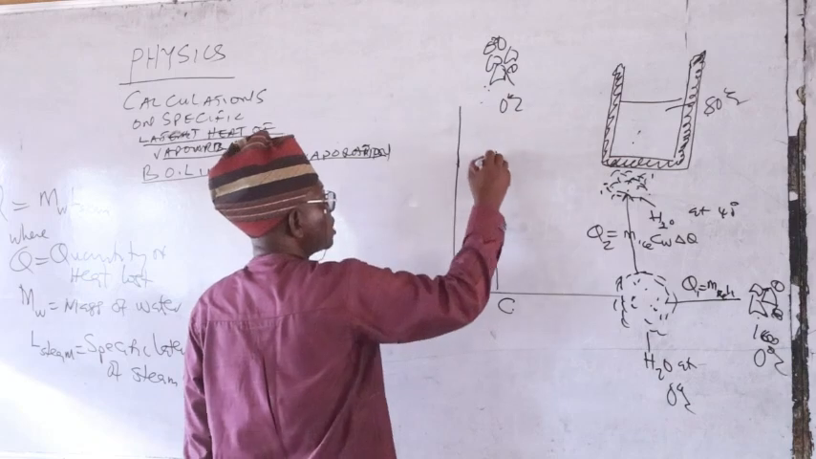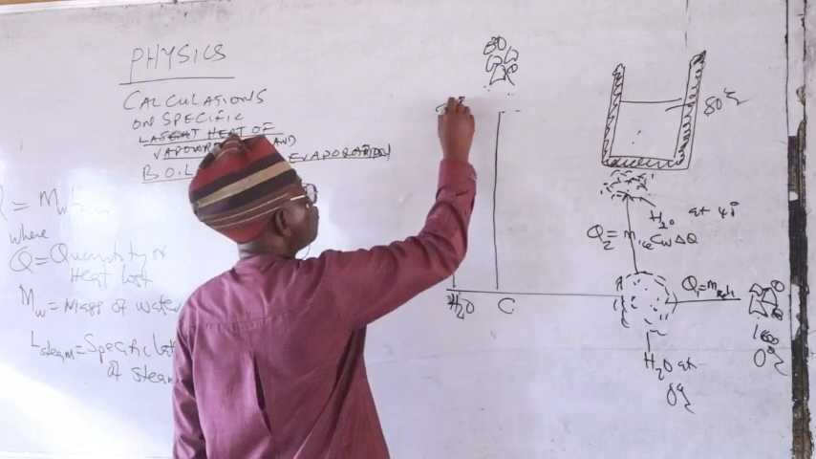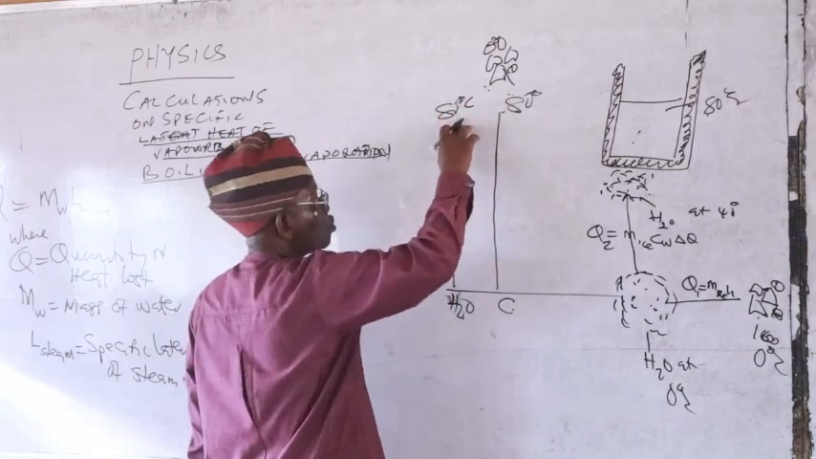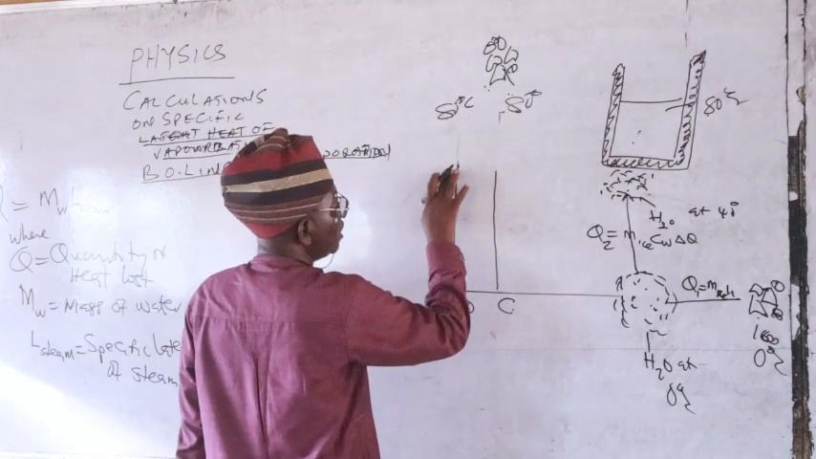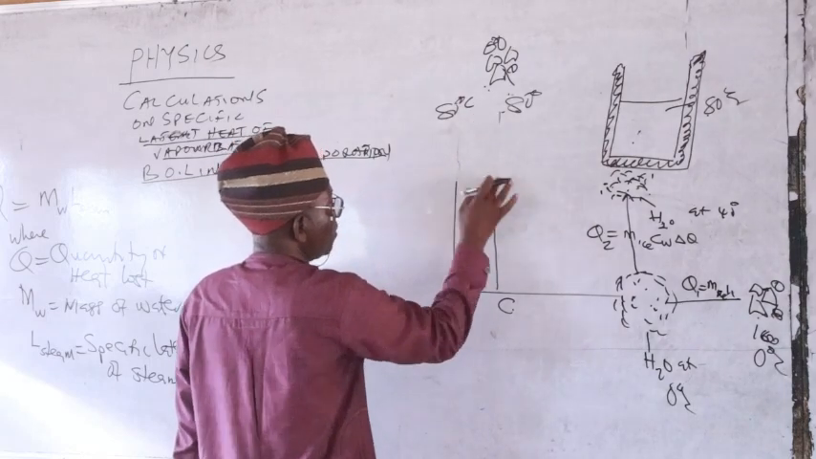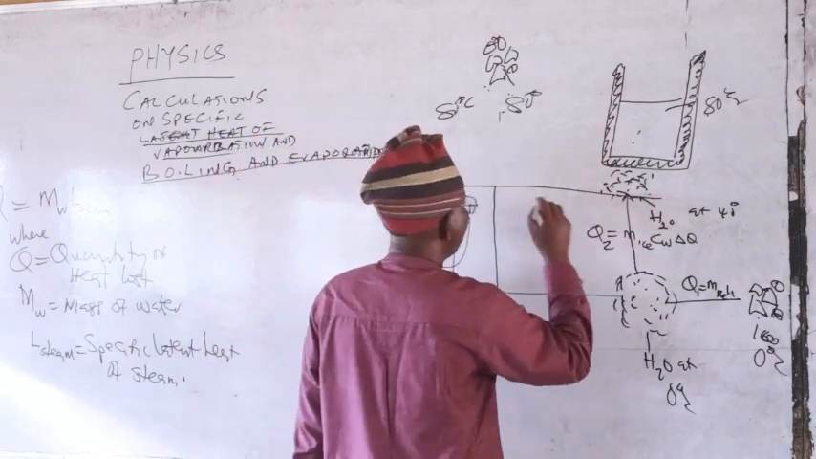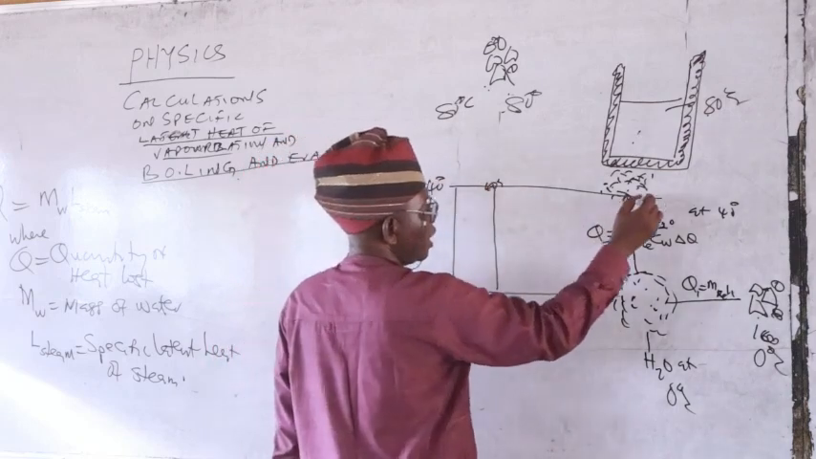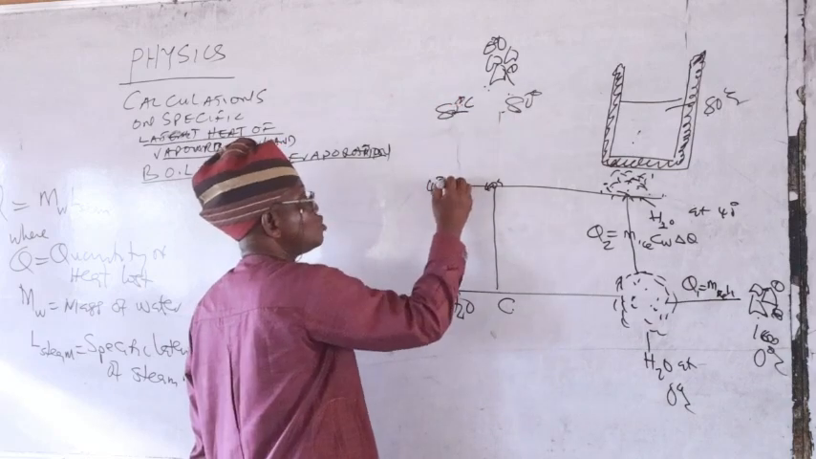The water and the calorimeter have initial temperature of 80 degrees Celsius. Cool down to water at 40, whereby they all have the same level. The water at 40, everything has the same. This is 40 degrees, 40 degrees, then 40 degrees. This one cools from 80 down to this.